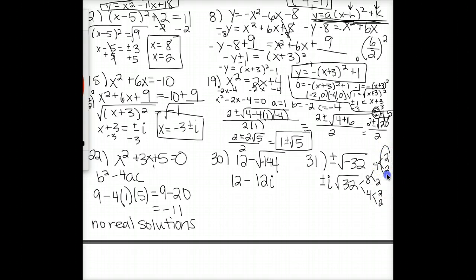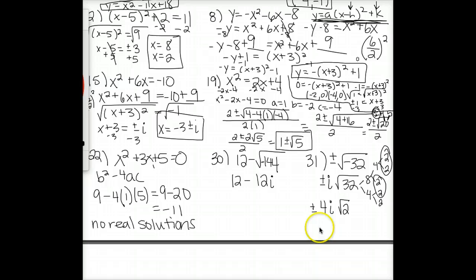So these guys can go to the matching outfit party. These guys can go to the matching outfit party. This 2 is stuck inside, so I know I'm going to have a 2 on the inside. On the outside, I had 2 2's that got to come out, so 2 times 2 is 4. So it's plus or minus 4i radical 2.